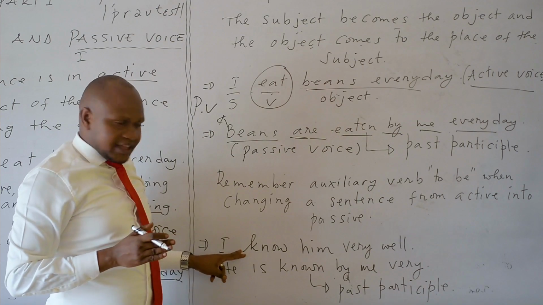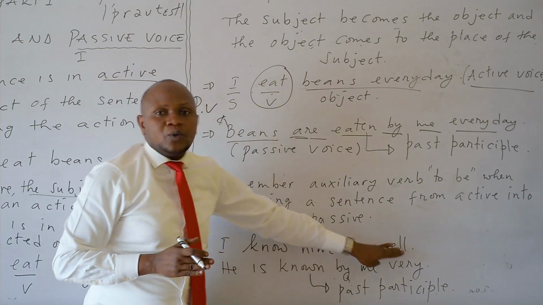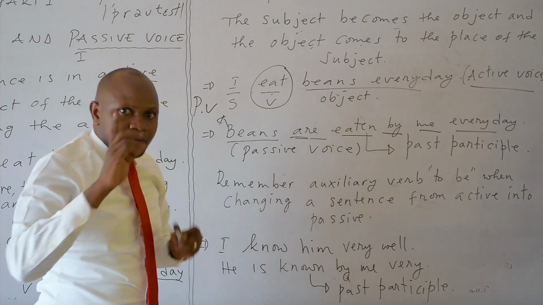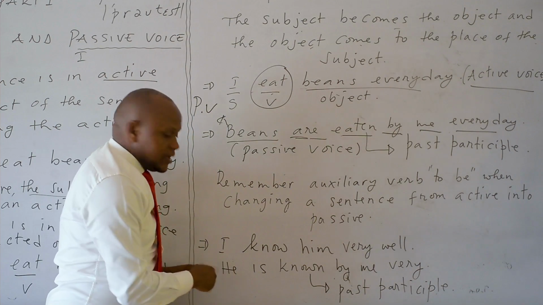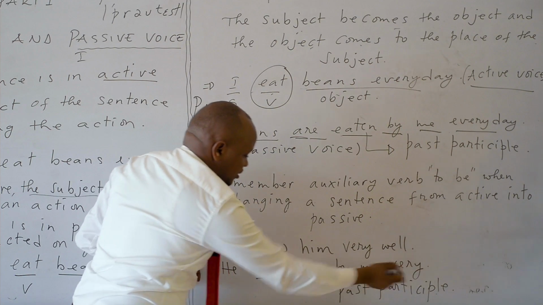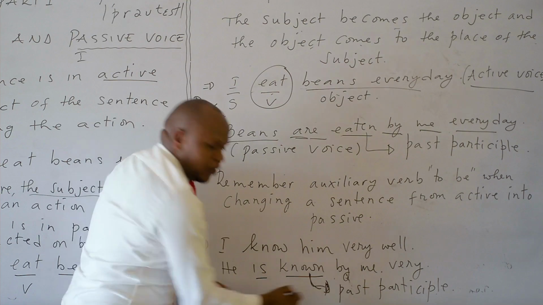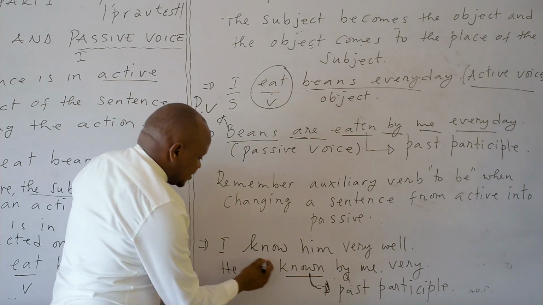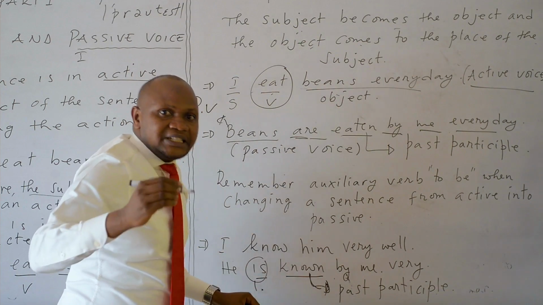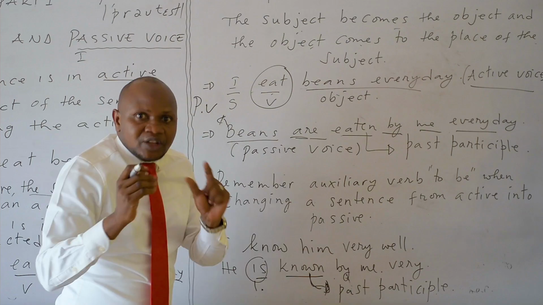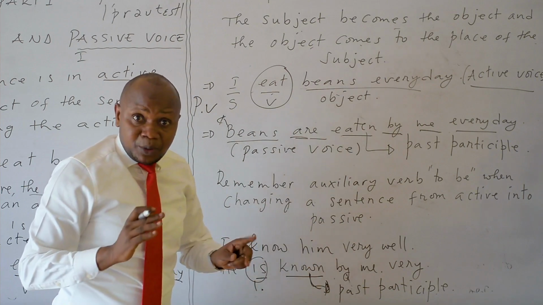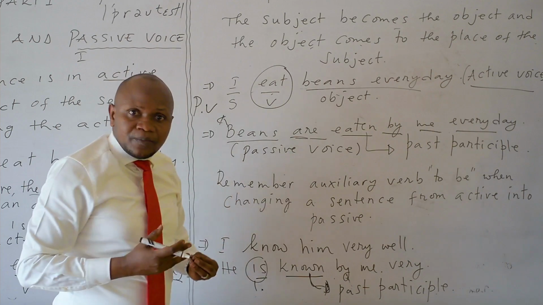For example, another example. I know him very well. Here you are going to say, he is known by me very well. This is the past participle of verb to know. Then this is verb to be. In part two, we are going to get the rules. Why this verb to be? Why this past participle of verb to know?